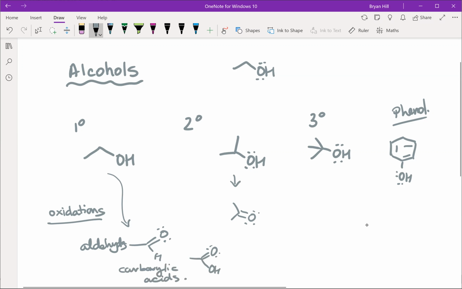Can we oxidize a phenol? No. We have a vote for no. I second a vote for no. It turns out you can oxidize a phenol. It's really interesting. Oops, that's supposed to be a double bond there. Let me erase all this.